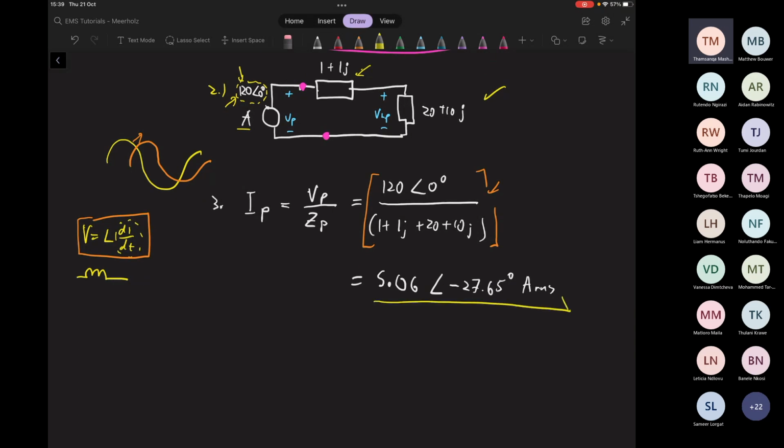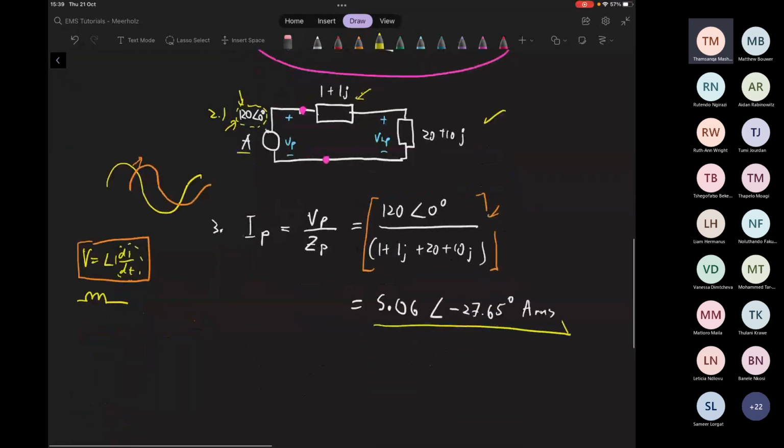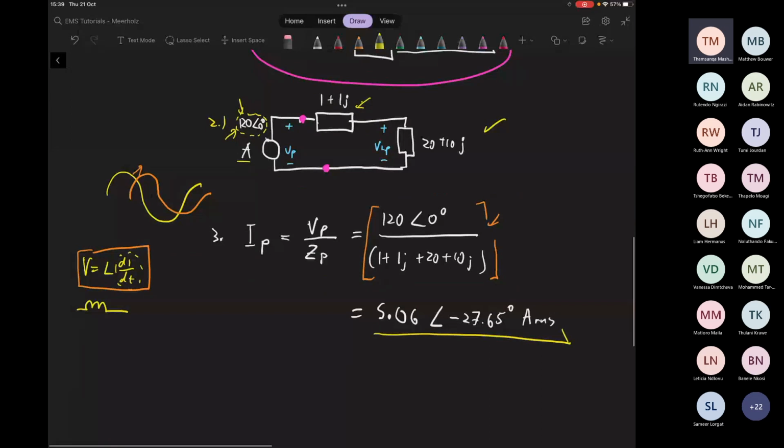Maybe you have lost perspective for what's actually happening when you do these calculations, but yeah. So I get 5.06 at minus 27.65. That is the answer in the book that they suggest for question 3. Is everyone clear on how I got there? It was just simple division of two complex numbers.